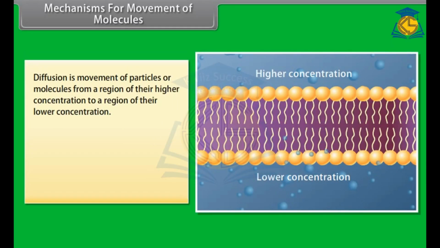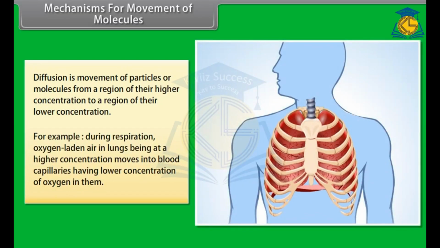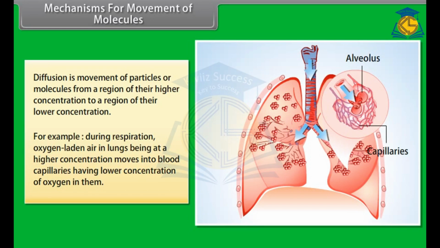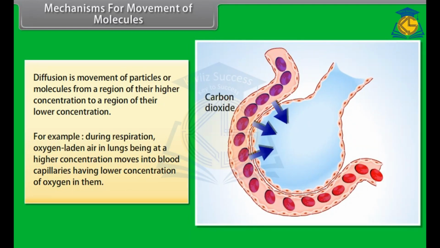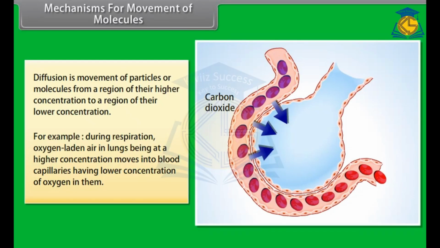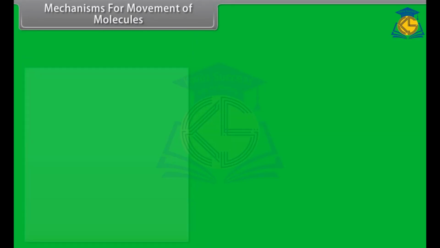Diffusion is the movement of particles or molecules from a region of their higher concentration to a region of their lower concentration. For example, during respiration, oxygen-laden air in the lungs, being at a higher concentration, moves into blood capillaries having a lower concentration of oxygen in them.